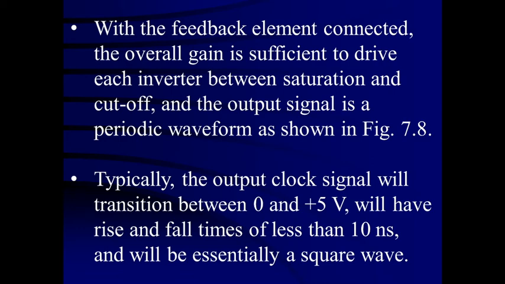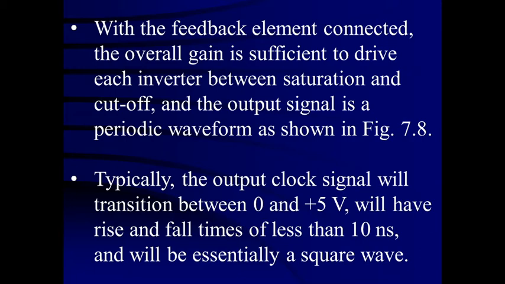With the feedback element connected, the overall gain is sufficient to drive each inverter between saturation and cutoff, and the output signal is a periodic waveform as shown in figure 7.8. Typically, the output clock signal will transition between 0 and plus 5 volts, will have rise and fall times of less than 10 nanoseconds, and will be essentially a square wave.